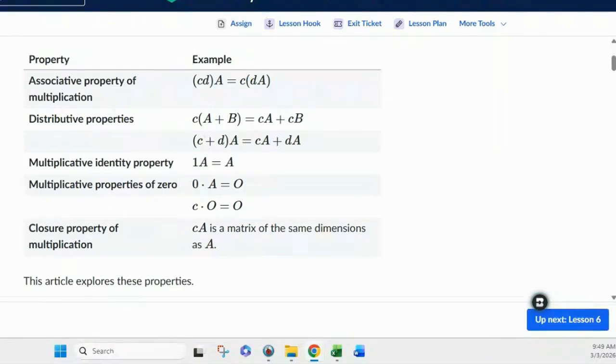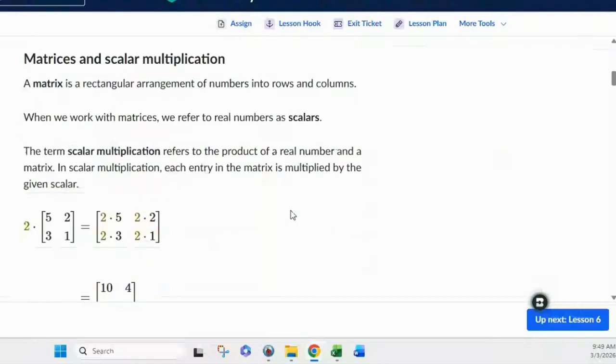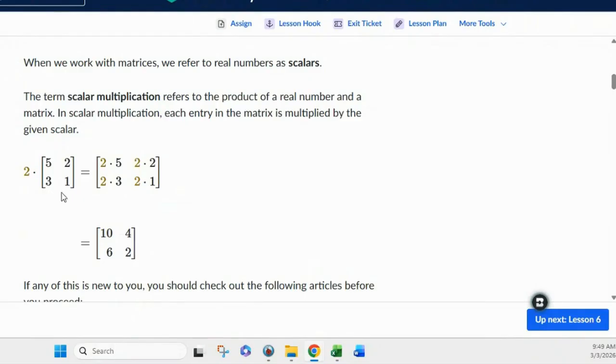And the closure property of multiplication says if I multiply a scalar times matrix A, it's going to end up with the same dimensions as matrix A. If A is a 2x2 and I multiply a scalar, the answer is still going to be a 2x2. So that's what that's saying. So let's look a little further in depth here. This reviews scalar multiplication. And if you have a multiplier of 2 out front, you just multiply 2 times everything and end up with that.